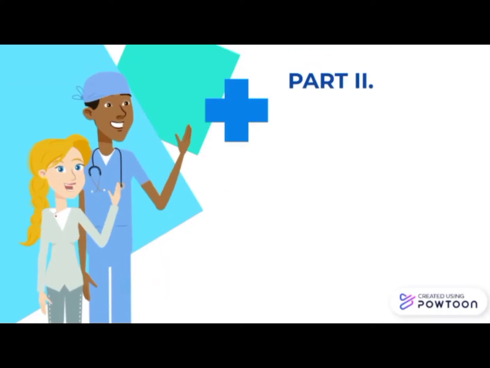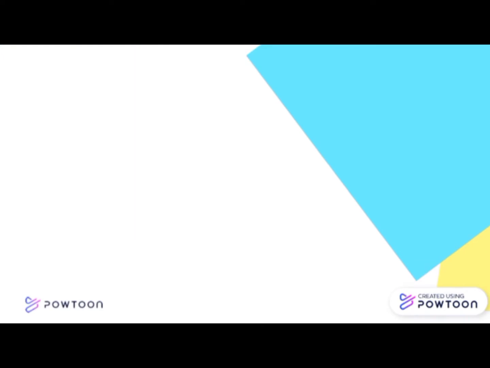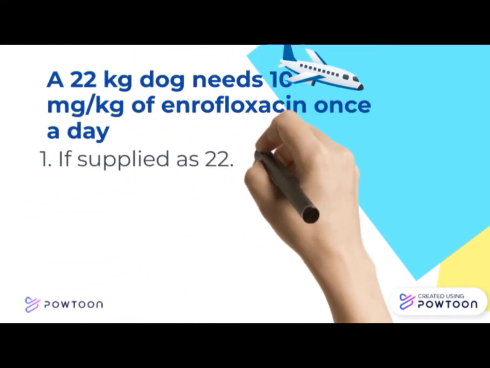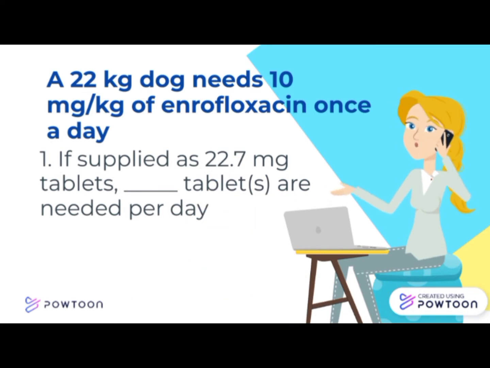Good day! This video is about drug dose calculation. A 22 kg dog needs 10 mg per kilogram of enrofloxacin once a day. If supplied as 22.7 mg tablets, how many tablets are needed per day?